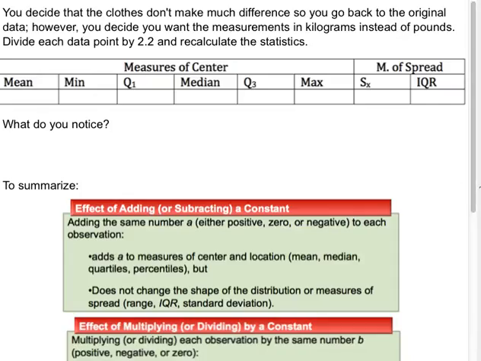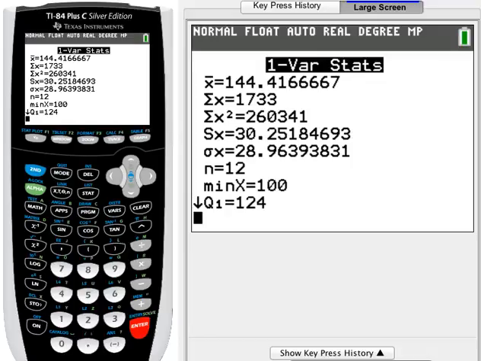Now, let's look at this. You decide that the clothes don't make much difference, so you go back to the original data. However, you decide that you want the measurements in kilograms instead of pounds. Divide each data point by 2.2 and recalculate the statistics. All right, so now what we want to do, go back into stat.